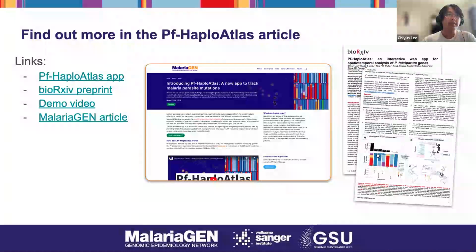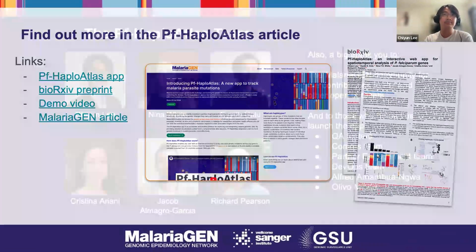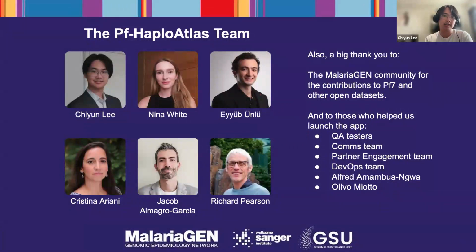So yeah, and then finally on the last slide, we just wanted to show you the Pf-HaploAtlas team. Chiyun and Nina are here already, but Ayub is a data scientist who's done a fantastic job working on both the front end and the back end. So thank you to Ayub, and also many of you already know Christina, Jacob, and Richard, who've provided us a tremendous amount of support throughout the last many months in trying to make this project work. It's actually Richard's old code that we used to build the app. So this project has quite a lot of history. Big thank you to the whole team here.